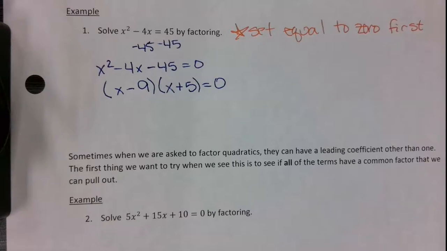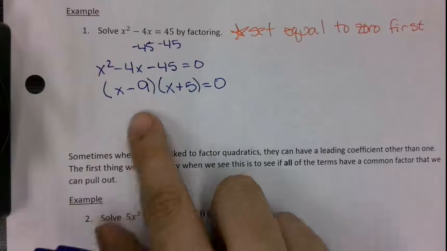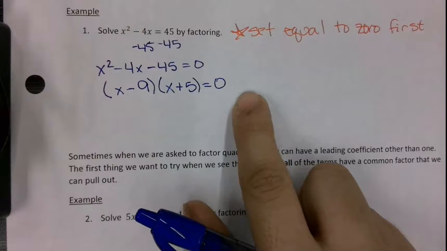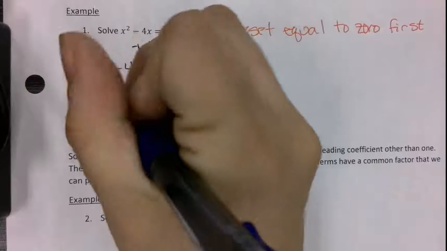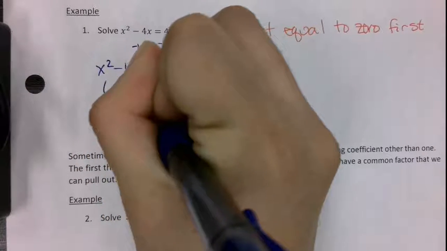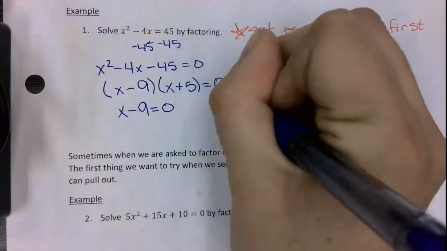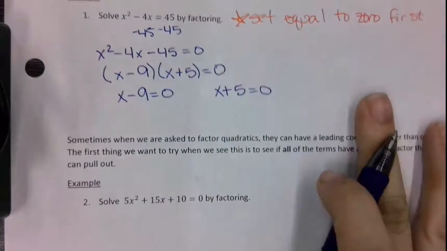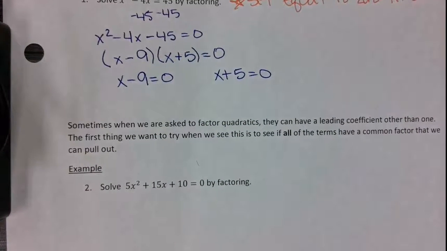This looks kind of familiar, doesn't it? This piece? This looks like what we did last chapter, right? What do I want to do next? Yeah, set the pieces equal to 0. Okay, then what?